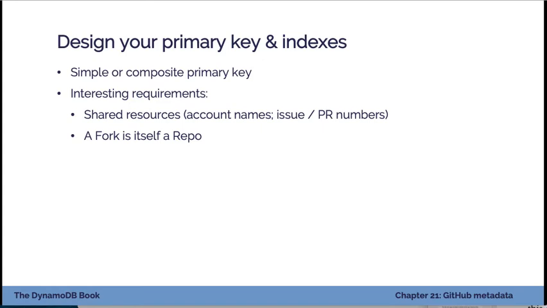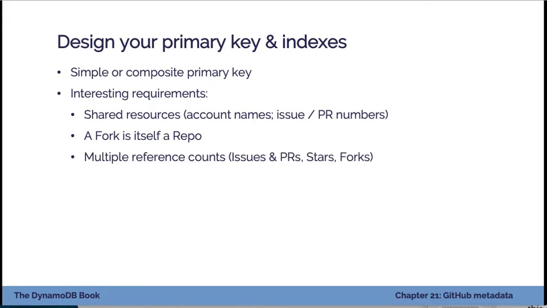Another thing that's pretty interesting is that a fork is itself a repo. So a repo can have a one-to-many relationship with other repos by virtue of this fork relationship. Because if I fork your repo, what I have is a repo and it needs to show up in all my repo lists, but it also needs to show up in yours as one of the forks of your repo. So that's pretty interesting.